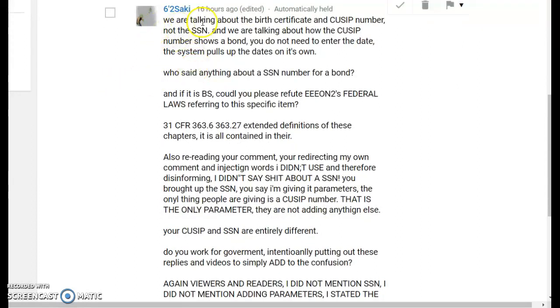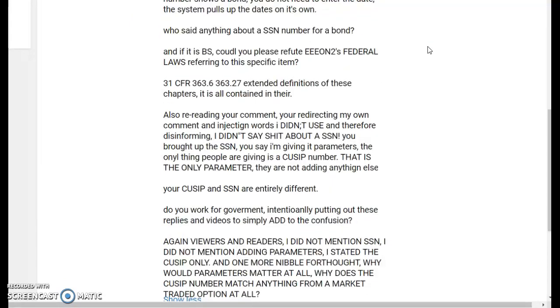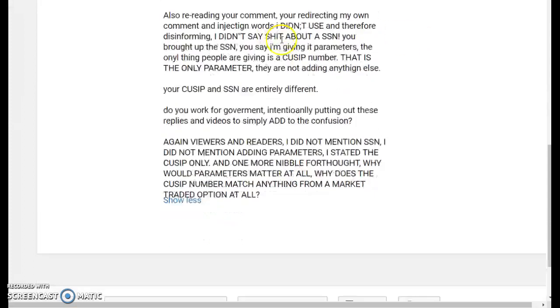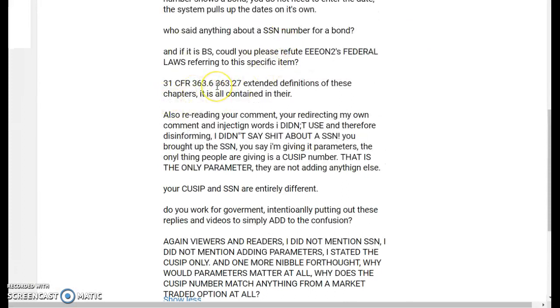However, the comment that was made after that is, we are talking about birth certificate and CUSIP number, not social security number. And we are talking about how the CUSIP number shows a bond. You do not need to enter the date. The system pulls the date on its own. Who said anything about a social security number for a bond? And if it is BS, could you please refute Eon 2's federal laws referring to this specific item? And then gives me the CFR section that's the extended definitions as to these chapters and what's contained there.